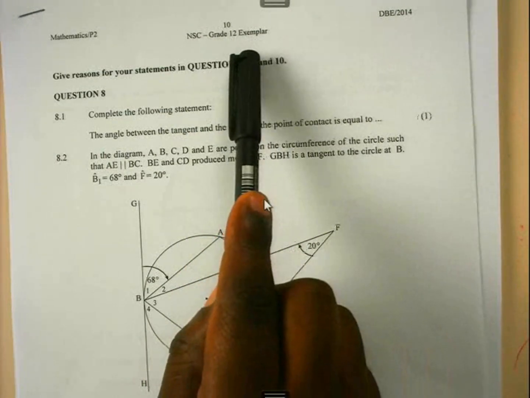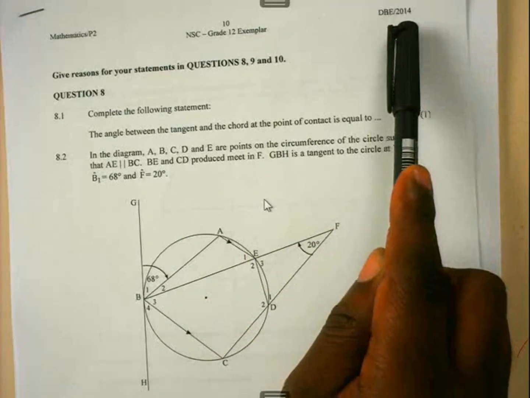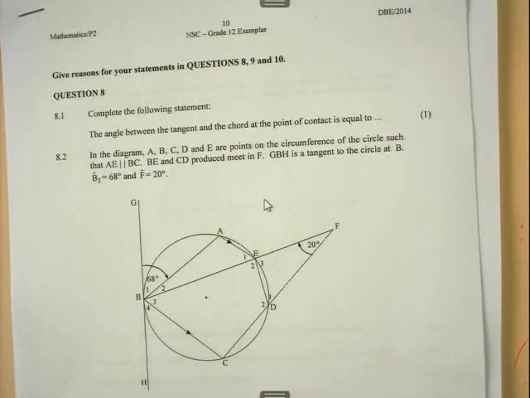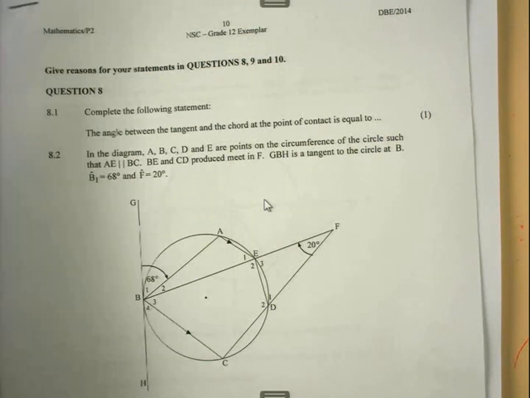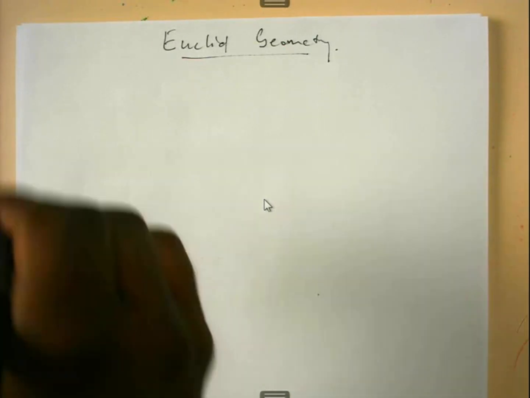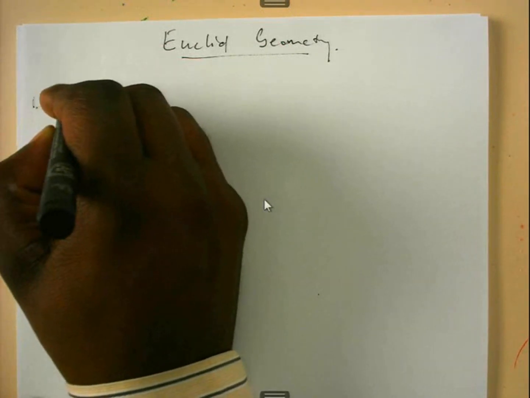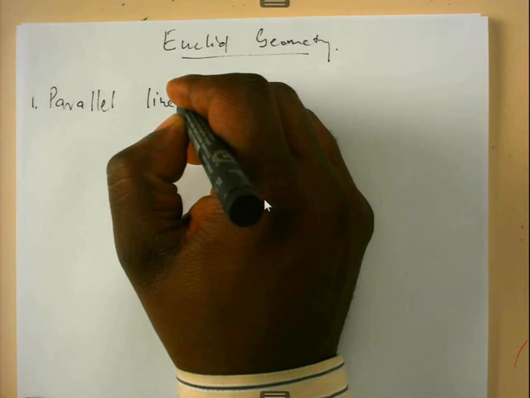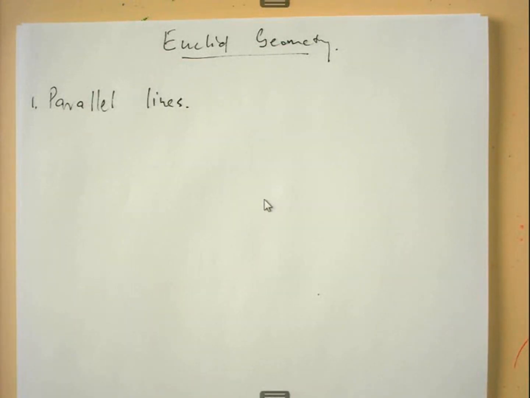It is written exemplar paper. It is DBE 2014. It comes from the national office to say this is an example of how our paper will look. Let's work on it, and let's ask our teachers to assist us in working on these questions on the exemplar paper. Now, before we go to the questions themselves, let us highlight some of the basic concepts that we must have readily available in our minds before we answer any questions on Euclid geometry. Now, parallel lines.